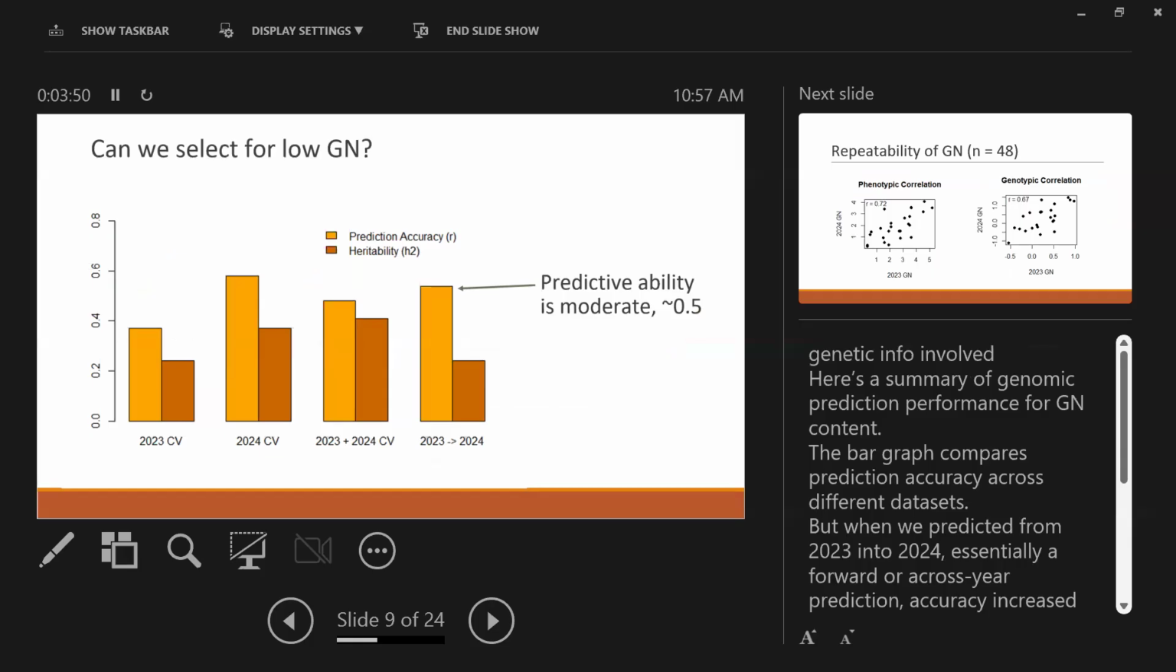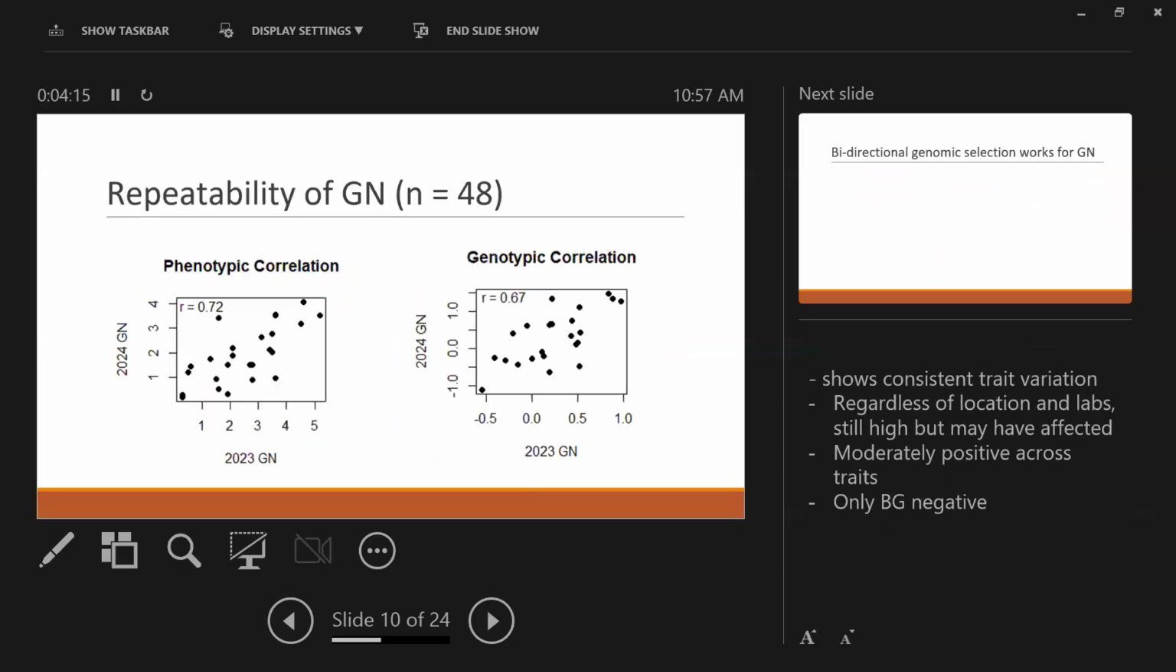So we repeated some information between 2023 and 2024, and the predictive ability was moderate, about 0.5, using 2023 and 2024 across all. But if there is a G by E effect, if it's not repeatable across years, you can't really predict it. And between 23 and 24, it was repeatable with a fairly high correlation, genotypically and phenotypically.